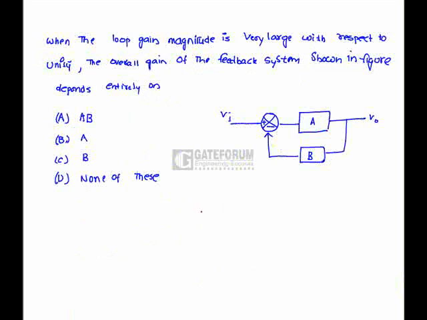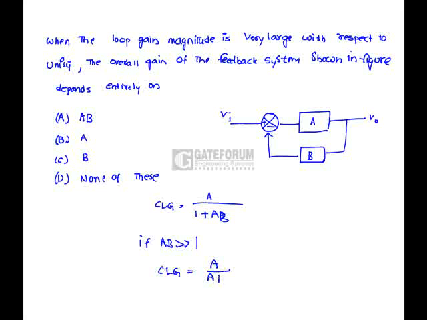The question is, when the loop gain magnitude is very large with respect to unity, the overall gain of the feedback system shown in the figure depends entirely on. If we look into the figure, it looks like a negative feedback system. For a negative feedback system, the closed loop gain is equal to the open loop gain divided by 1 plus the loop gain, that is AB. If AB is larger than 1, then the closed loop gain can be approximated as A by AB. That means it is 1 by B, meaning the closed loop gain depends completely upon the feedback block, that is B. Hence option C is correct.